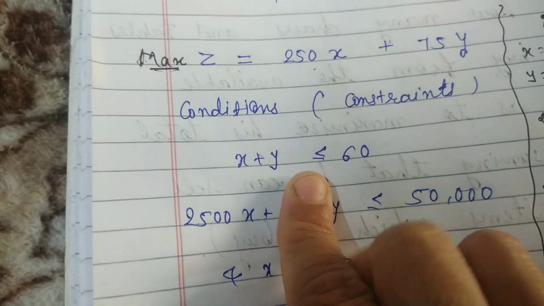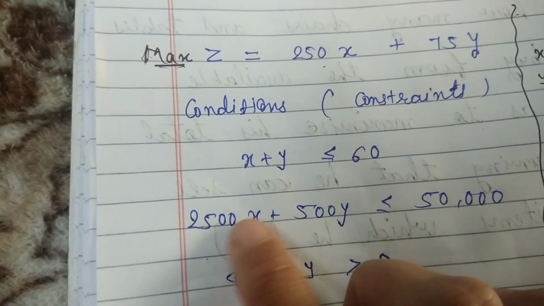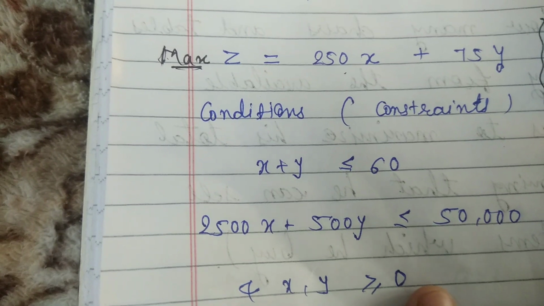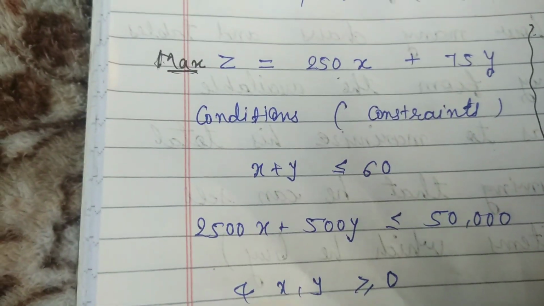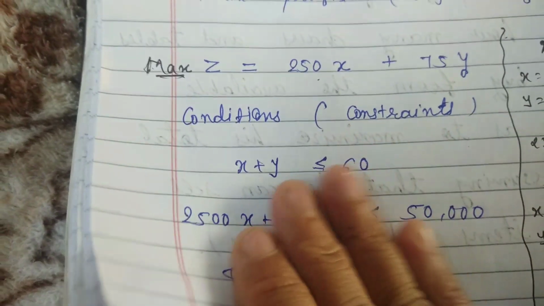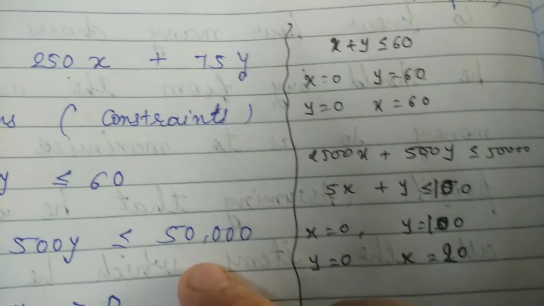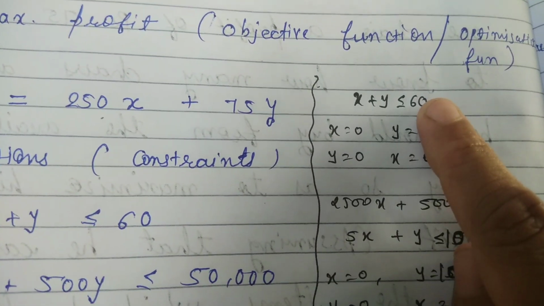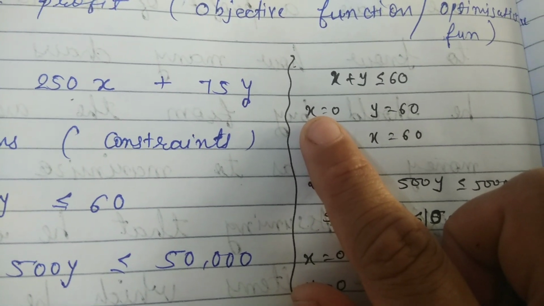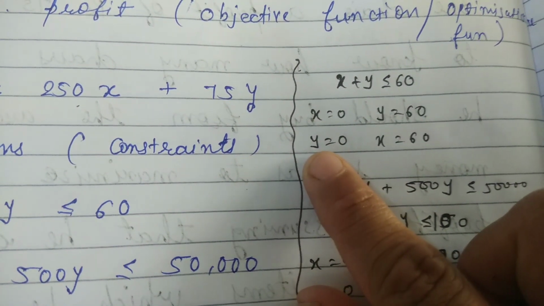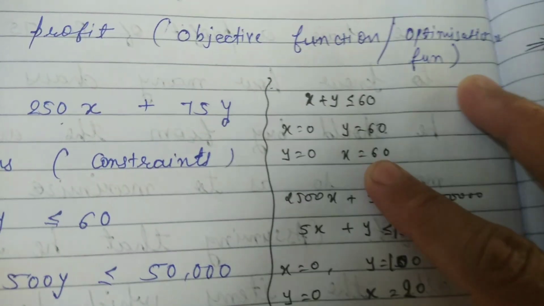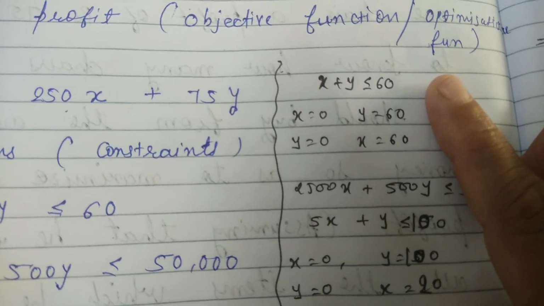x plus y less than or equal to 60. Second is 2500x plus 500y less than or equal to 50,000, and x, y greater than or equal to 0. So these three constraints we will form in a graph. For this, first we find the solution for this inequality. Now x plus y is less than or equal to 60. That means if x equals 0, then y equals 60. If y equals 0, then x equals 60. Just recall it, students, we have done this in the 11th class. We find the two solutions for the inequality.